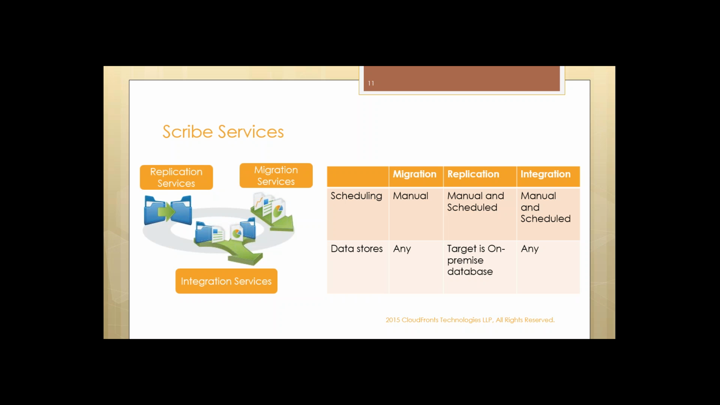Now let's see what are the major differences between these services. In regards to scheduling the integration solutions, migration service has to be run manually, whereas for the rest of the services there is no restriction, they can be scheduled as well. Another difference is that for replication, the endpoint has to be an on-premise data store, whereas for the other services, this does not hold true. This was a gist on Scribe services.